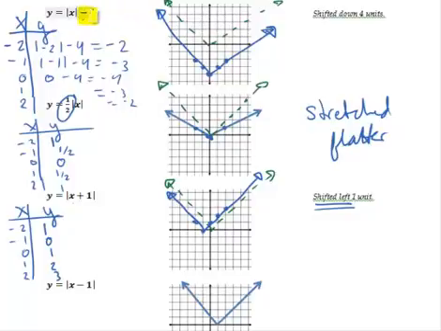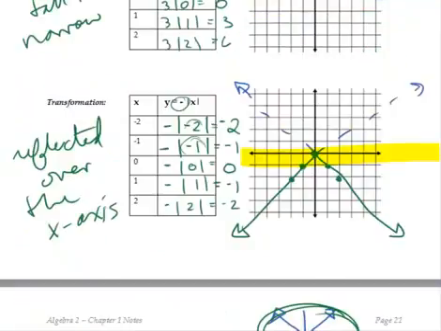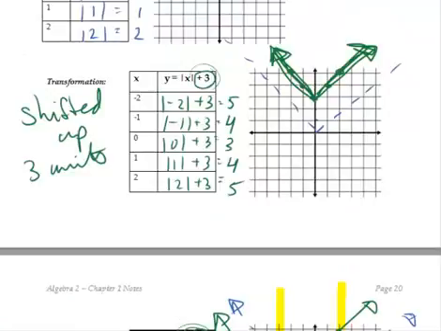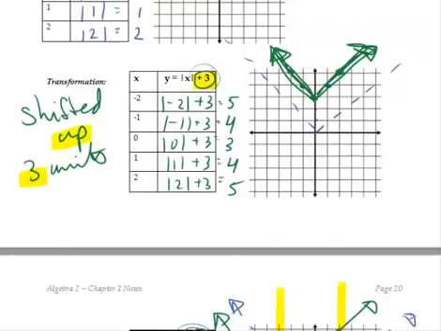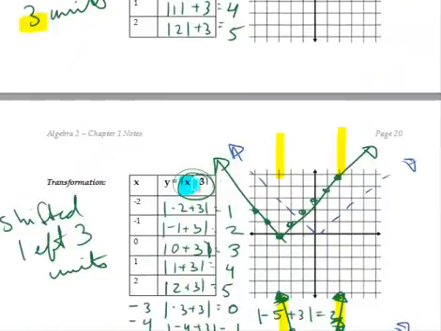When it's on the outside, like the -4, that moved it down 4 units. When it was on the inside here, the 1, that moved it left 1 unit. And if you think back to what we saw in our last lesson, let's take a look. In our last lesson, we looked at a bunch of 3s, right? We saw a 3 on the outside, and that moved it up 3 units. And then when we looked at the 3 on the inside of the equation here, that moved it left 3 units.